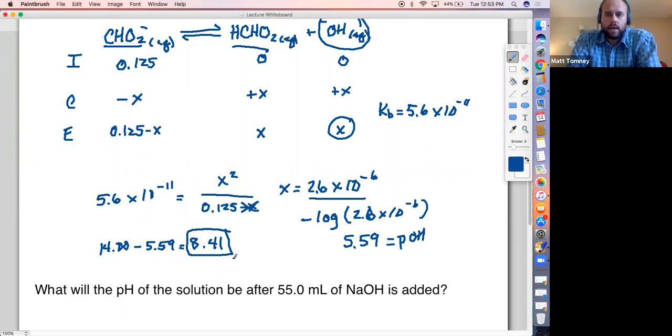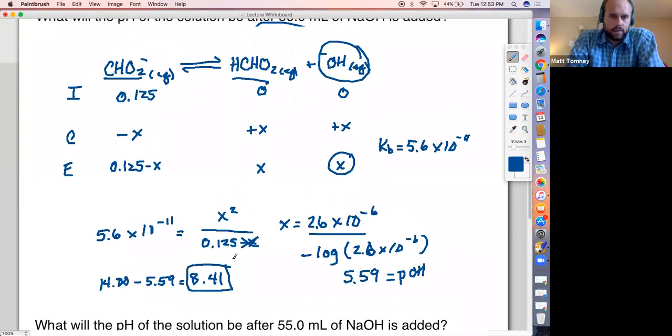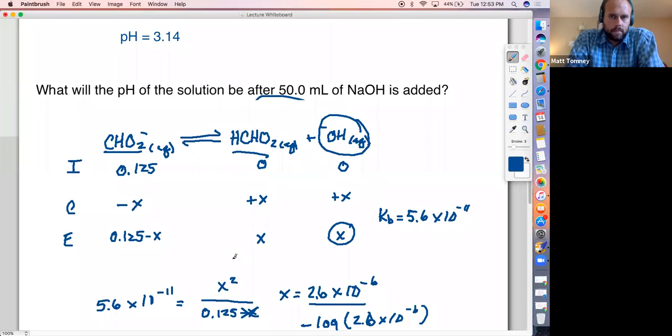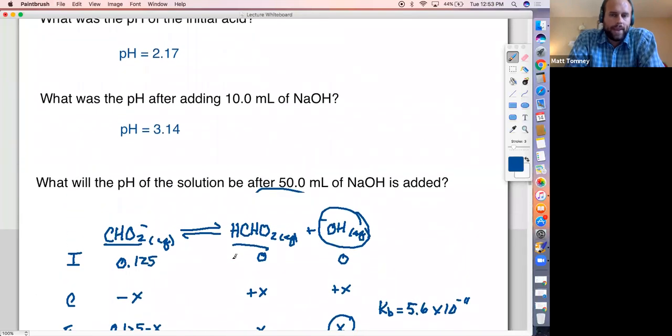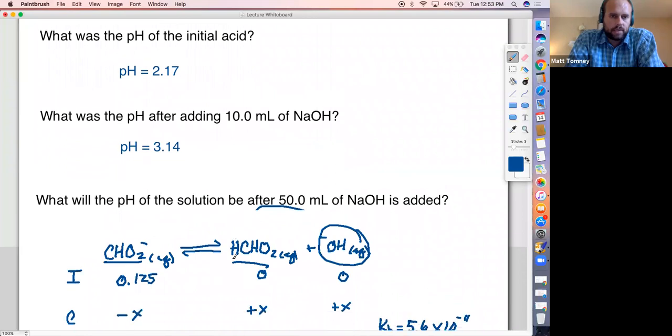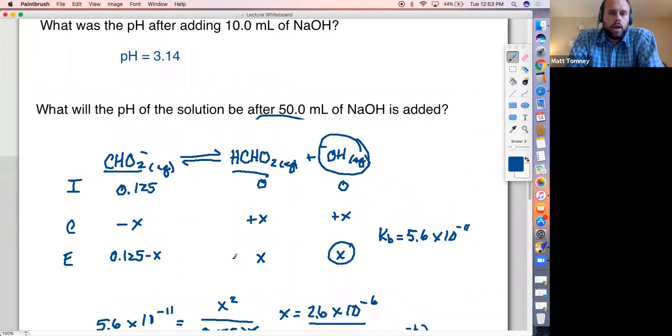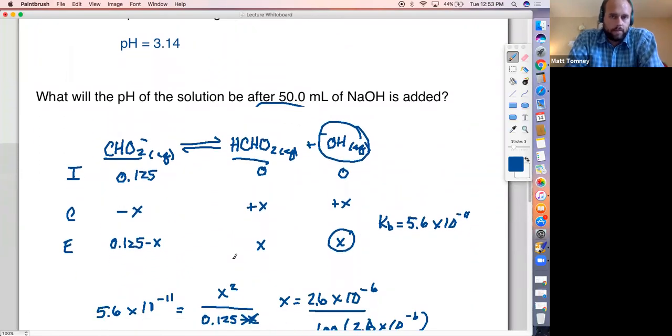Any questions regarding how we solve this? All right, so when you have a weak acid and a strong base, and this is only for the equivalence point, you need to set up the reverse equation with the conjugate base, find Kb, and go through an ICE chart. You have to have that initial molarity. So the first part was us finding the 0.125. You have to have a value to put in there in order to make this work.